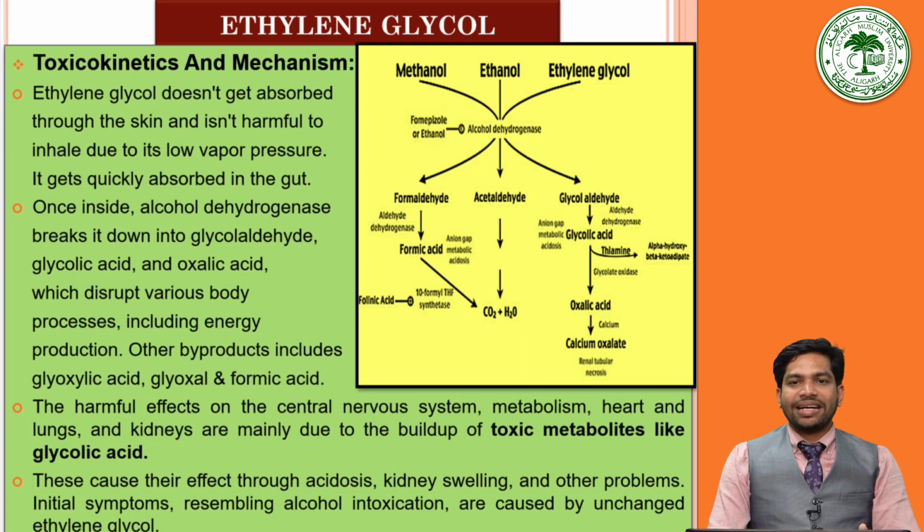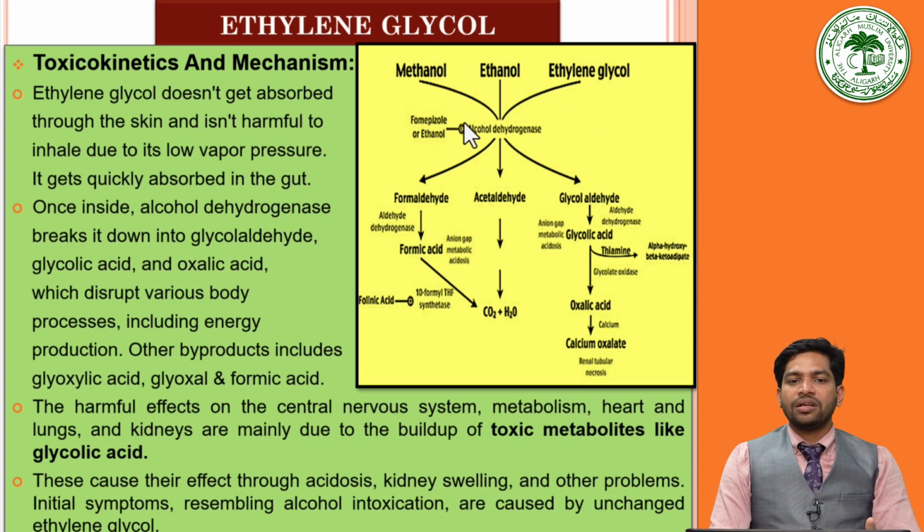Then, the toxicokinetics and metabolism involved with ethylene glycol. As you can see here in the picture, methanol, ethanol, and ethylene glycol are all metabolized by alcohol dehydrogenase. This enzyme is competitively inhibited by fomepizole, which is used for the treatment of ethylene glycol and methanol poisoning, and by ethanol as well, in case of poisoning with methanol and ethylene glycol.